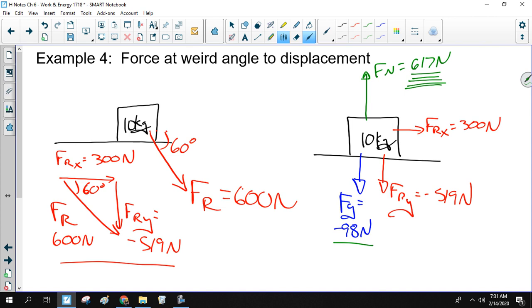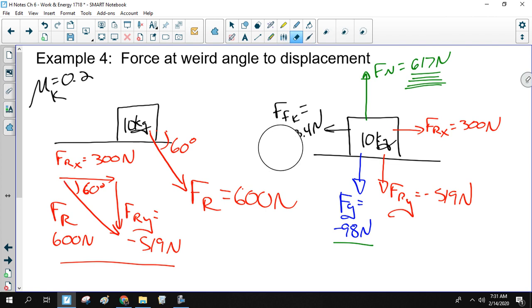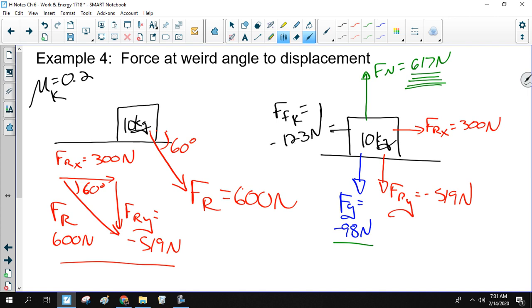All right, and then finally friction. Let's suppose that there's a coefficient of kinetic friction here of, let's go with 0.2. So that is going to make our force of friction negative 123.4 newtons. Let's just go 123 newtons. I don't know why I went to all that work to get rid of a decimal. Okay, so there we go. So there's our free body diagram.